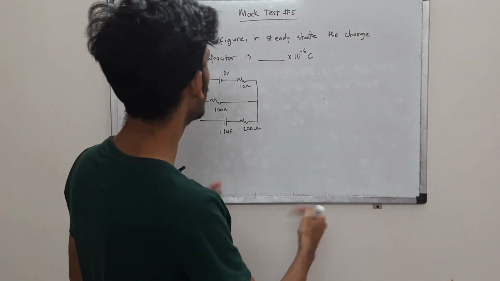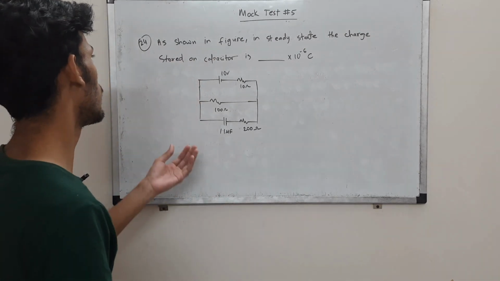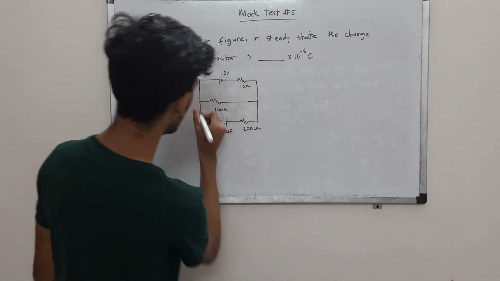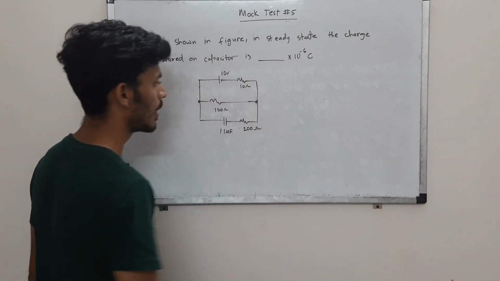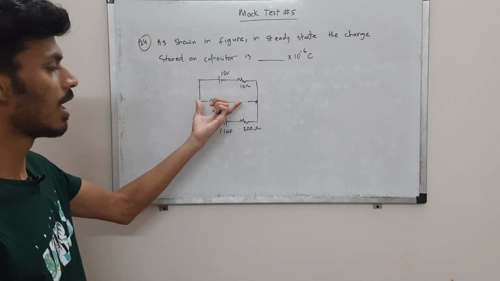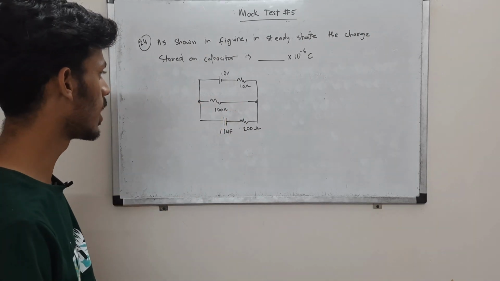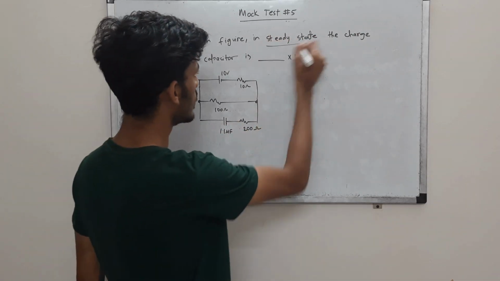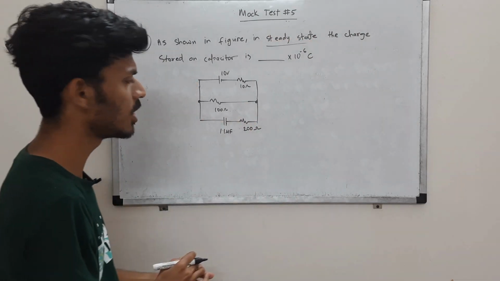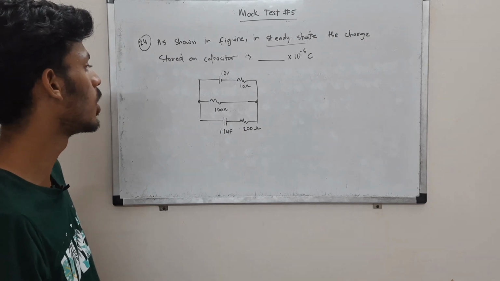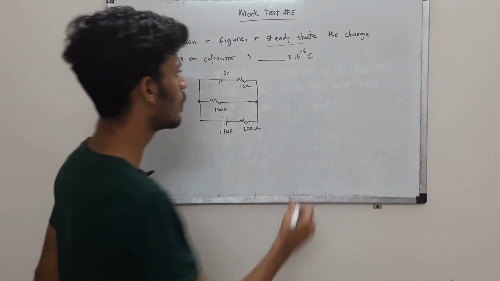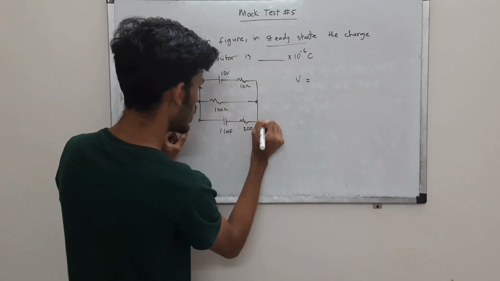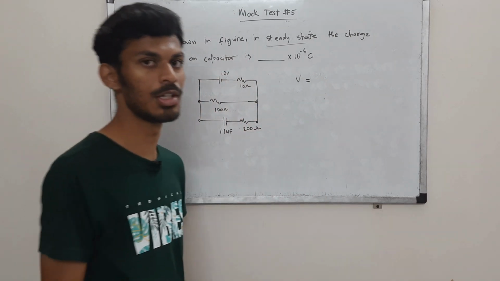Question 24: we are given a figure in steady state. We are supposed to tell what is the charge on this capacitor. First of all, we can determine the voltage across this capacitor by finding the voltage across this 100 ohm resistor. Now it is said that this capacitor is in steady state, which means no current will flow through this branch. That is one more important point to remember. So let us find the voltage across the 100 ohm resistor. That will also be the voltage across this capacitor, and then we can use Q equal to CV to find the charge.